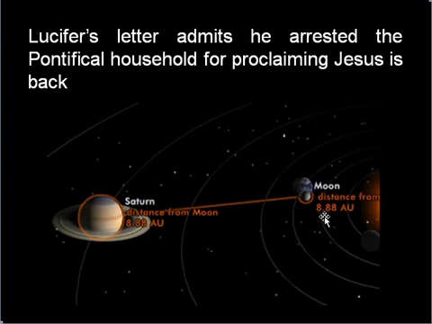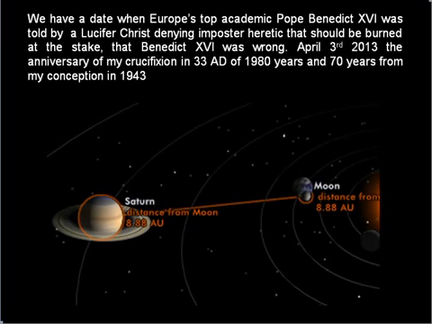Now, this moron has absolutely no idea what he's talking about or what he's dealing with. He's a complete and utter thug. So we have a date when Europe's top academic, Pope Benedict XVI, a professor of theology, was told by a Christ-denying impostor heretic that should be burned at the stake that Benedict XVI was wrong. That was April the 3rd, 2013. The anniversary, rather, of my crucifixion in 33 AD is 1980 years, and 70 years from my conception in 1943. There's your Daniel prophecy.